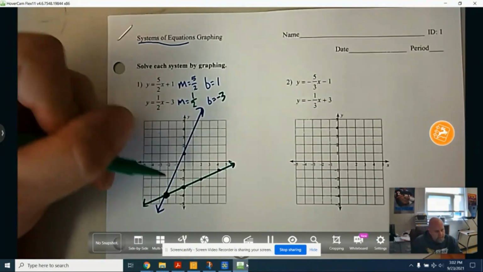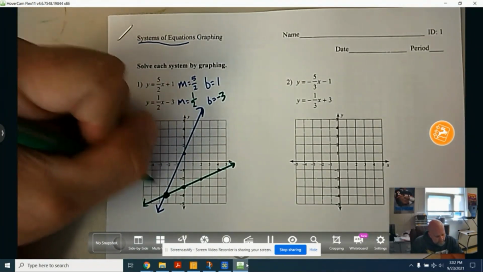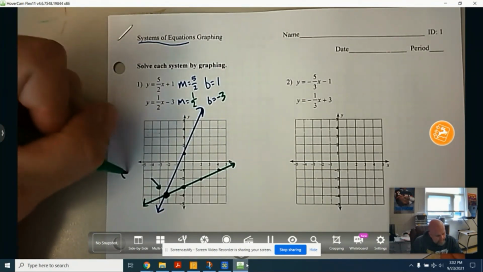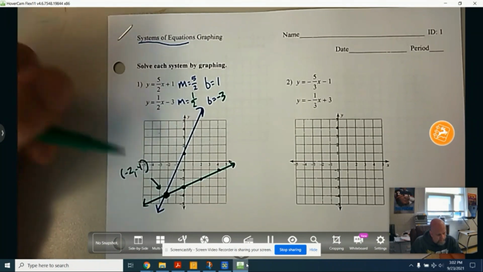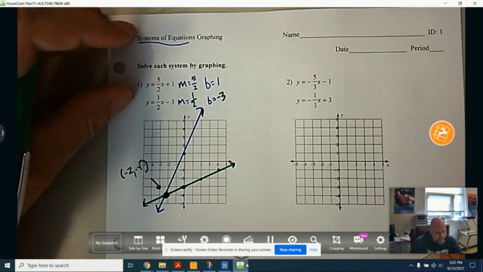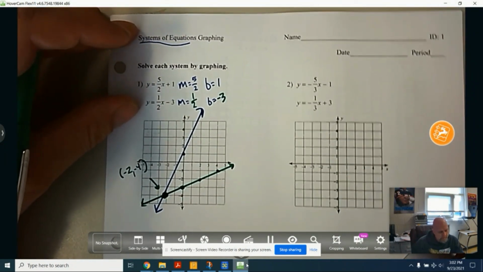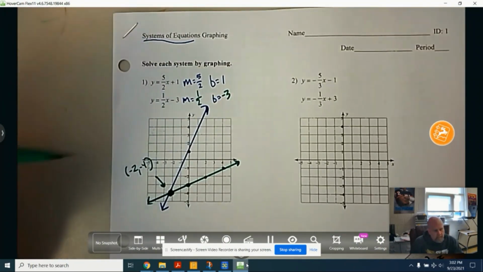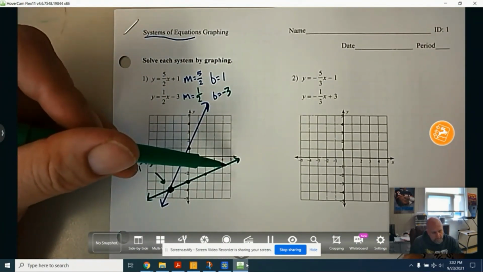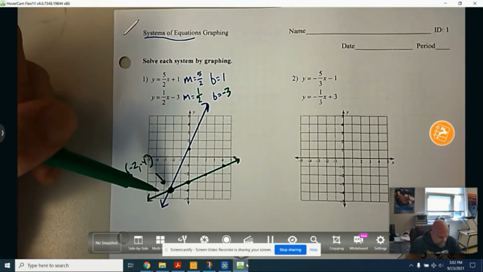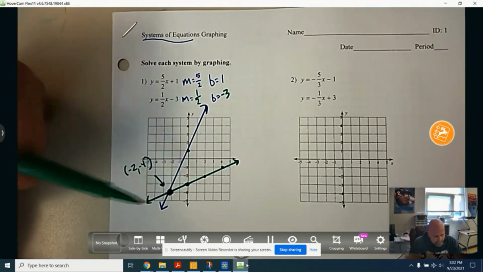Okay, and what I'm seeing is that these lines intersect. It looks like that's going to be -2, comma, -4. So what we're saying is that -2, comma, -4 is a point that can be found on both lines. It's also the point where both lines intersect.